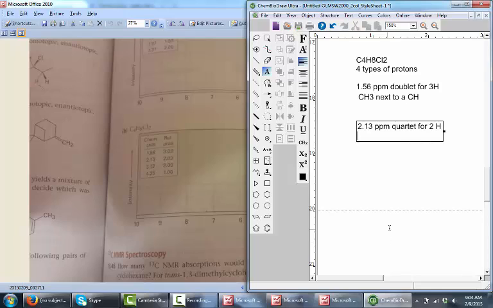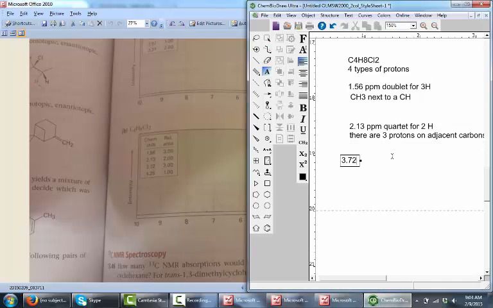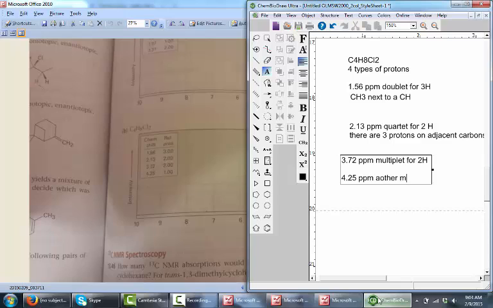Alright, let's continue. So just going back to the signal at 2.13 ppm, it's a quartet for 2H. That means that there are 3 protons on adjacent carbons. Now at 3.72 we see pretty much a multiplet. Okay, that's a mess. 3.72 ppm, we're going to see a multiplet for 2 H's. And at 4.25, it's another case of a multiplet. This is for 1H. So let's try to put this together.